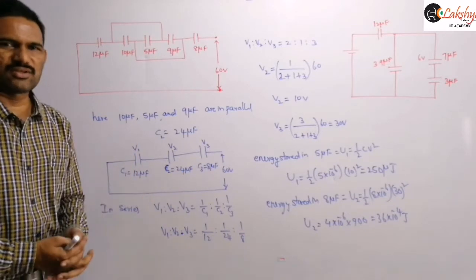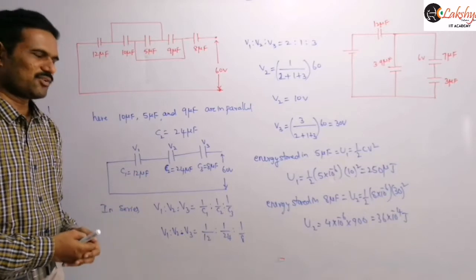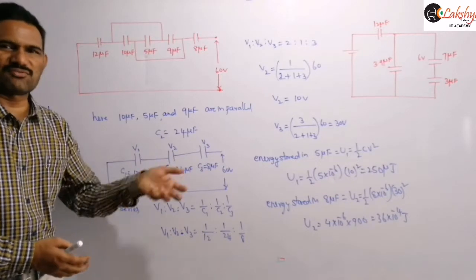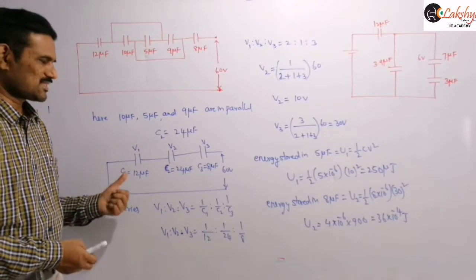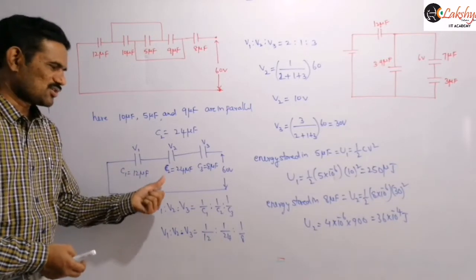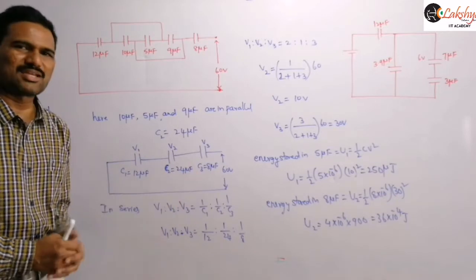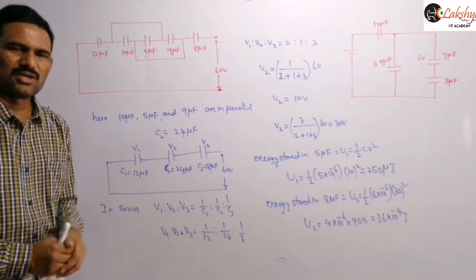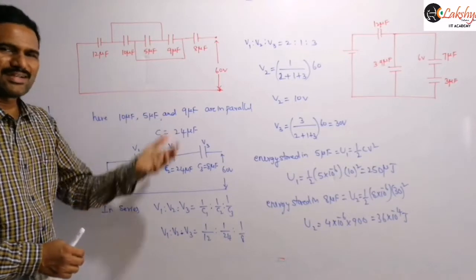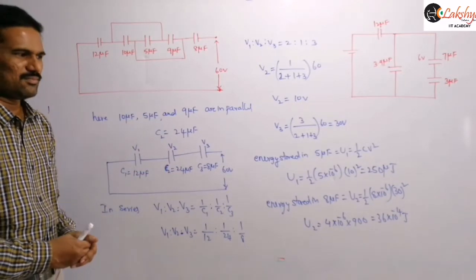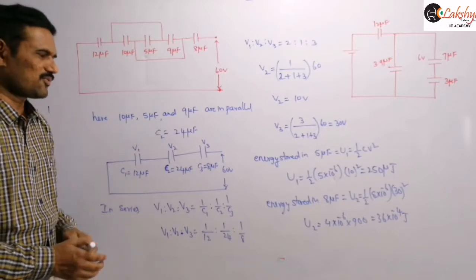You can find C effective, and then Q is equal to C effective into the 60 volt total. That gives the total charge, that means the charge on this 12, the charge on this 24 and the charge on this 8 microfarads. But we need the charge on this 5 microfarad capacitor here, or at least we need the potential difference here, right? So at least the potential difference you need to calculate.